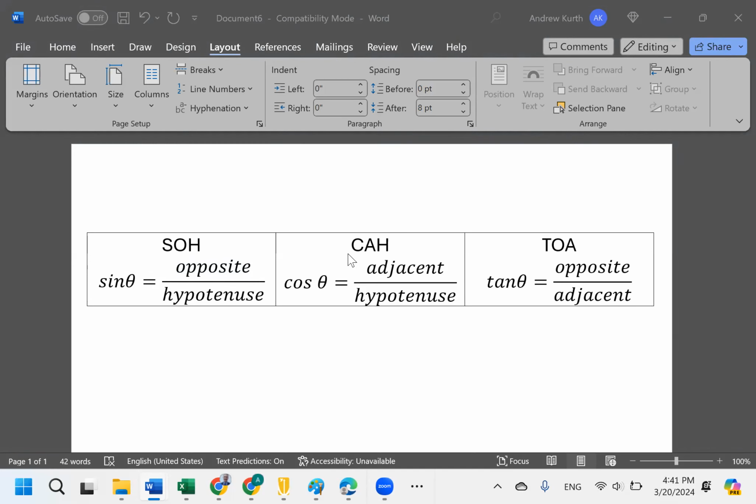The CAH stands for the cosine of theta being the adjacent side divided by the hypotenuse. And then the TOA, the tangent of an angle theta, equals the opposite side divided by the adjacent side, the OA in TOA. So let's show what that would look like on a reference triangle.